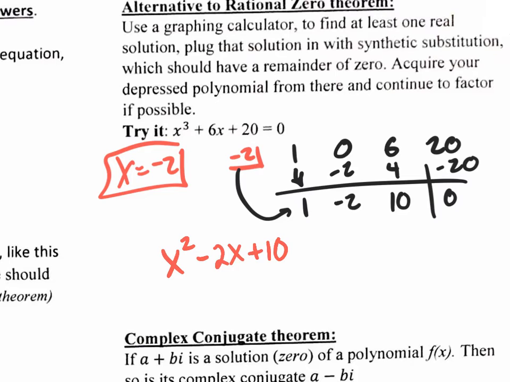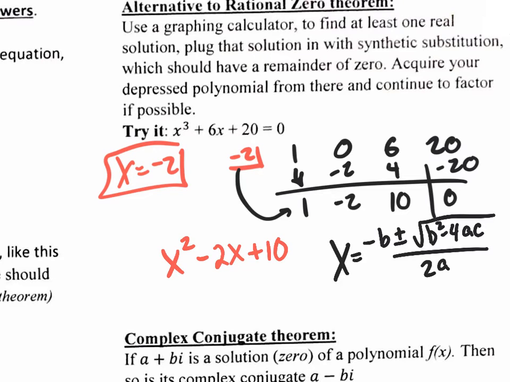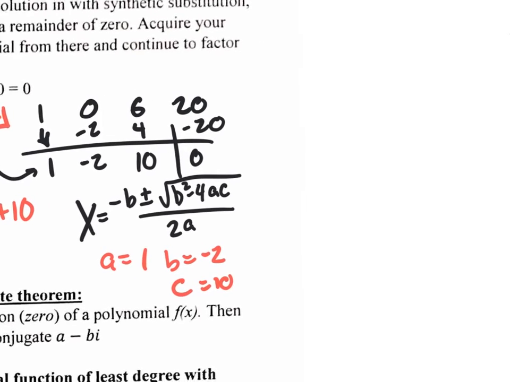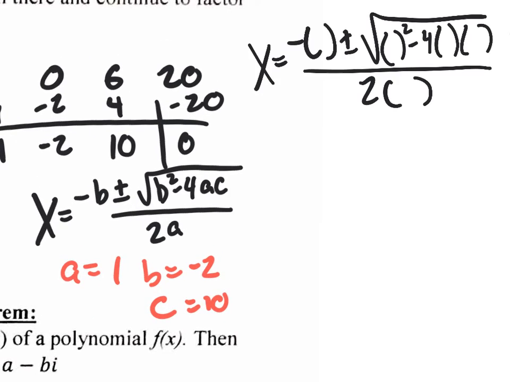Ladies and gentlemen, you cannot factor that. If you try to do what times what is 10, that if you add together is negative 2, you can't do it. Which means we're going to have to rely on the quadratic formula, where our a value is 1, our b value is negative 2, and our c value is 10. So when you use the quadratic formula, you have to rewrite it with parentheses. So let's plug in our b value of negative 2, our a value of 1, and our c value of 10. And let's do this math. You start with your discriminant, which is the value inside the root. What is negative 2 squared?